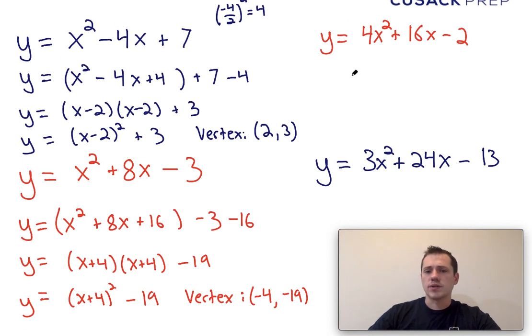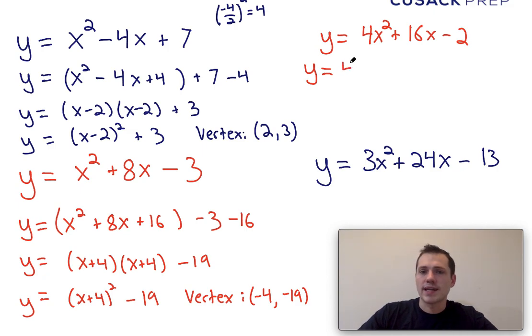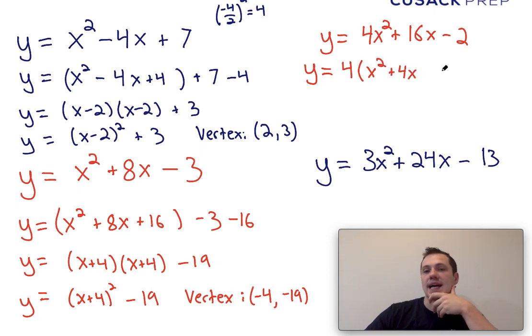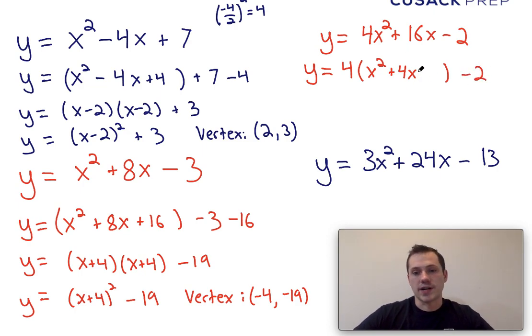Now let's take a look at these two. These two are a little bit more complicated because the big difference is what's in front of the x squared. That wasn't the case before; this was just x squared. Now we have 4x squared. So at the very beginning, when I put these brackets, I'm going to factor out a 4 from the x squared and from the 16x. If I take a 4 out of 4x squared, I'm just left with x squared. 16x divided by 4 is just 4x. And the minus 2 just hangs out over here.